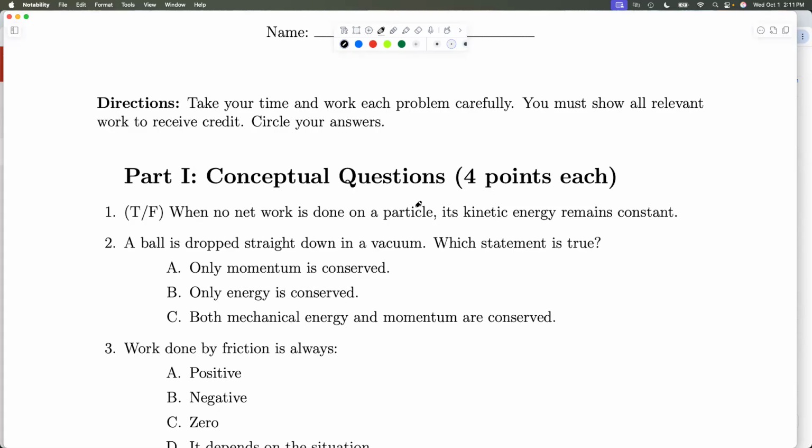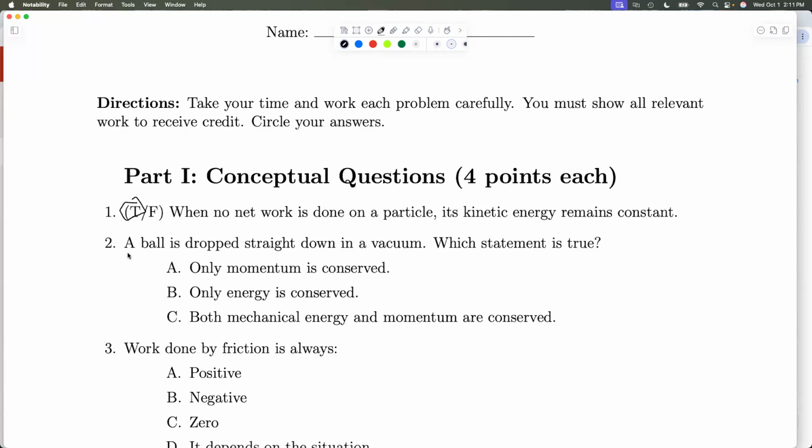When no work is done on a particle, kinetic energy is constant. That is true. That is the work-energy theorem. The work-energy theorem says the net work, all the works added up, equals the change in the kinetic energy. So if all the works added up equals zero, kinetic energy must not change.